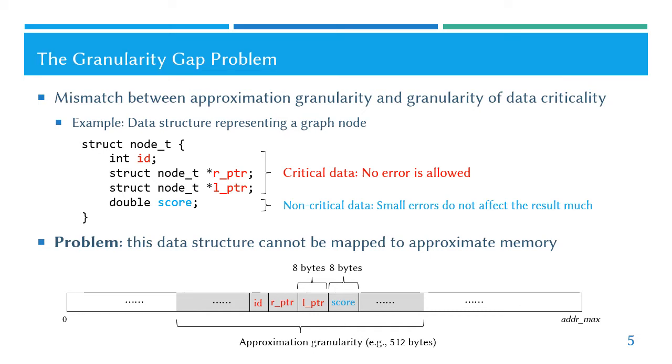The problem is that this data structure cannot be mapped to approximate memory because the approximation granularity, 512 bytes, is way larger than the granularity of criticality of the fields. In this case, we want to protect our ID and pointers because they are critical data, while we want to allow faster access to the score field.